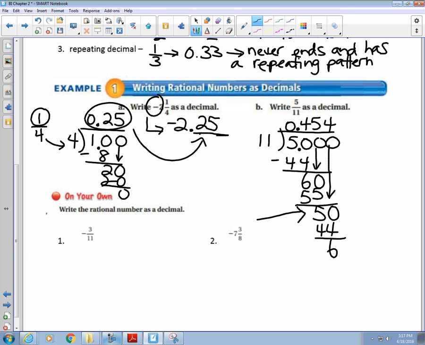So I'm going to write my answer as 0.45. Let's make that decimal a little bigger so we can see it. And the 4 and the 5 are now going to repeat. So we'll put the repeating sign above the 4 and the 5 to complete the answer to that problem.